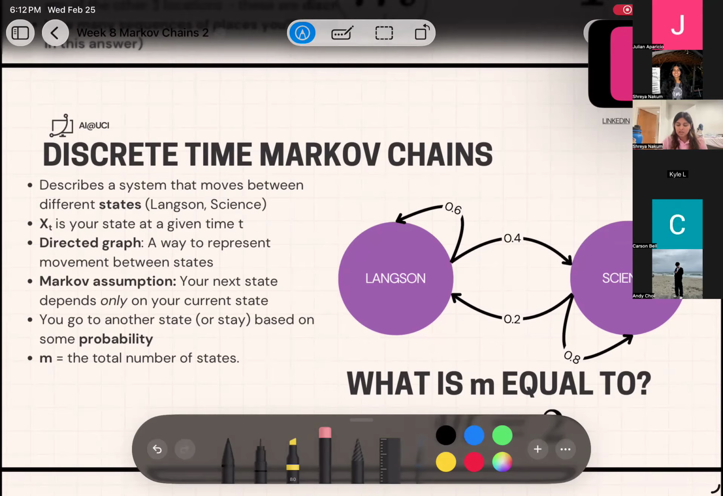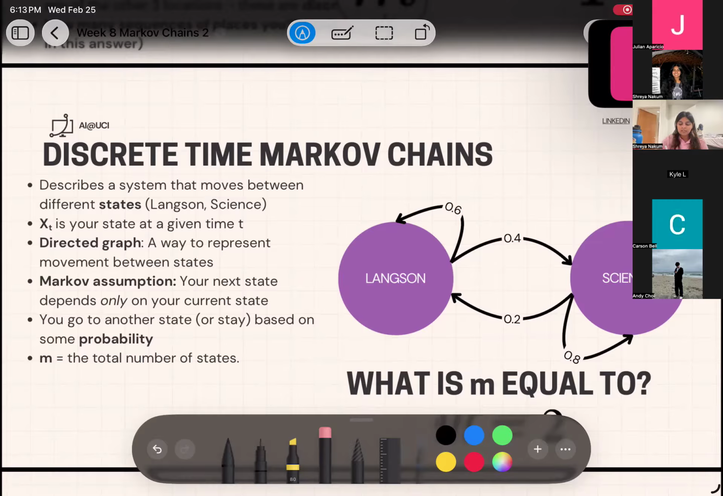If I have 2 places I'm going to, Langston and Science Library, the only probabilities I need to know are the ones if I'm staying at Langston and if I'm just going to go to Science Library. It doesn't matter the probability that I was at Langston 2 hours ago. It doesn't matter the probability that my previous sequence was Langston, Science. It only matters what my previous one was if I'm thinking about where I'm going to go now.